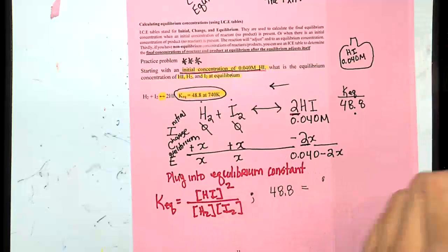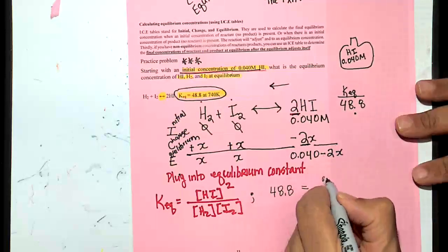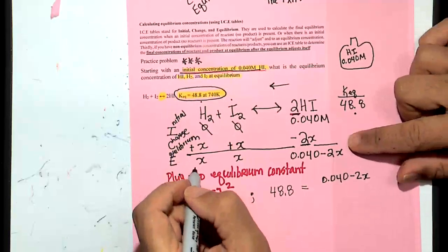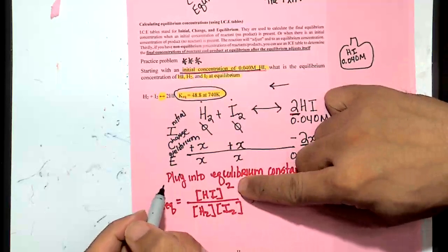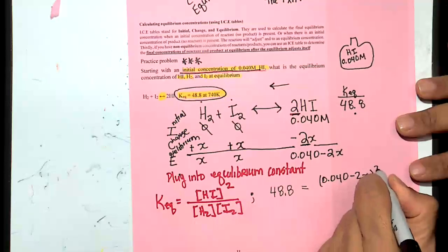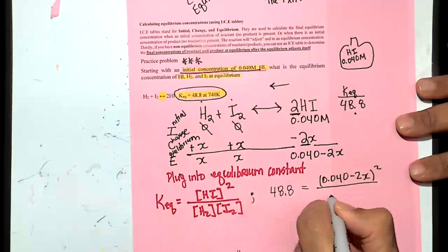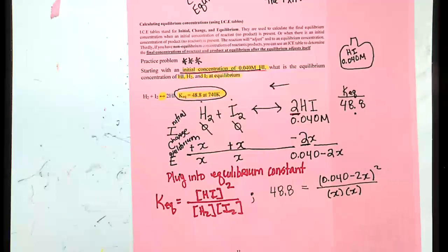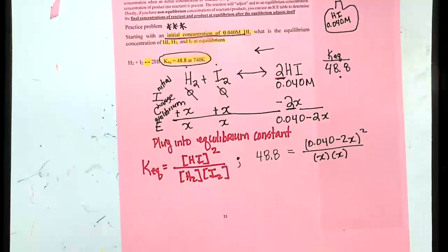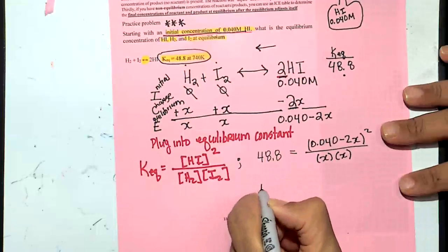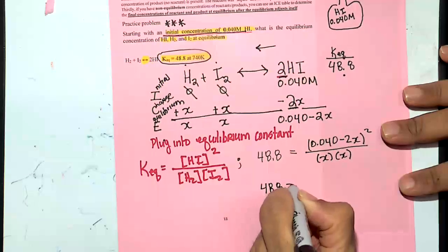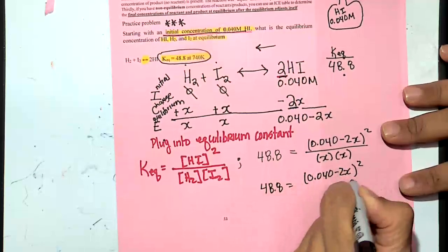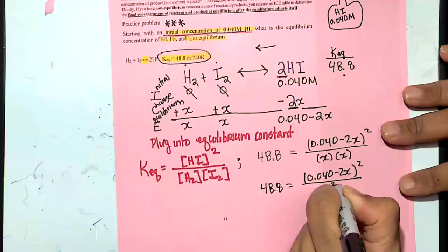HI is 0.040. What should we do with that number? Okay, this is at equilibrium. What should we do with it? Okay, H2 is x, and I2 at equilibrium is x. So let me do some cleanup here. 48.8 equals (0.040 minus 2x) whole squared divided by x squared.